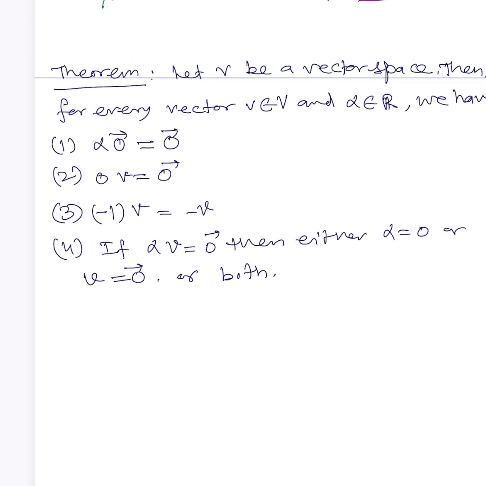And there's a remark. Let V be a vector space, then for every vector v in V and alpha belonging to the field, we have the following result. Alpha times the zero vector is the zero vector. 0 times v is equal to the zero vector. Minus 1 times v is equal to minus v. And if alpha times v is equal to 0, then either alpha is 0 or v is 0 or both, right?